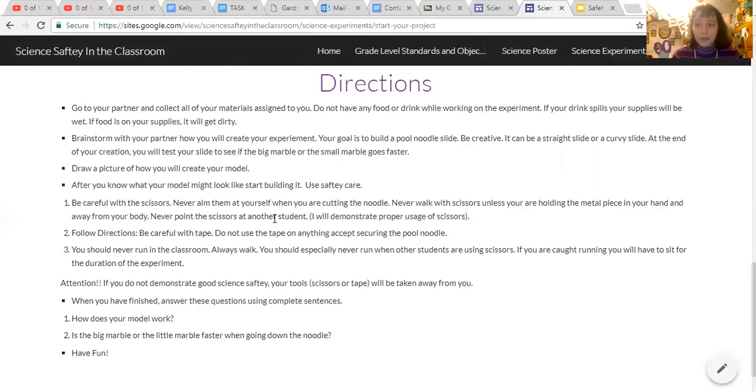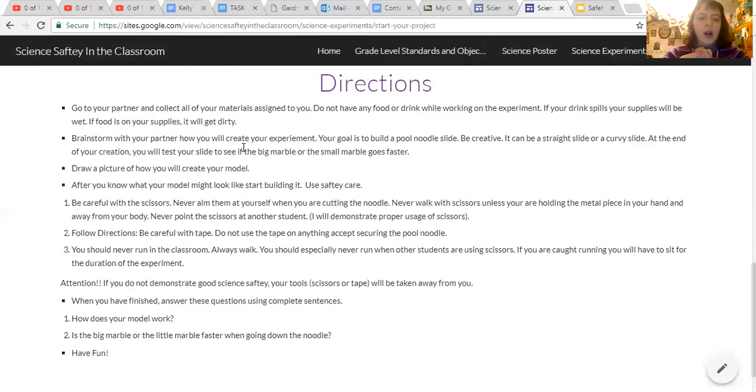Do not play with your scissors. Scissors are used for cutting, nothing more. Do not point them toward another classmate. Do not point them toward yourself. This is dangerous. Always point them away from another person when you are cutting, but do not point them at yourself either. Also, be careful with tape. Do not use the tape on anything except securing the pool noodles.